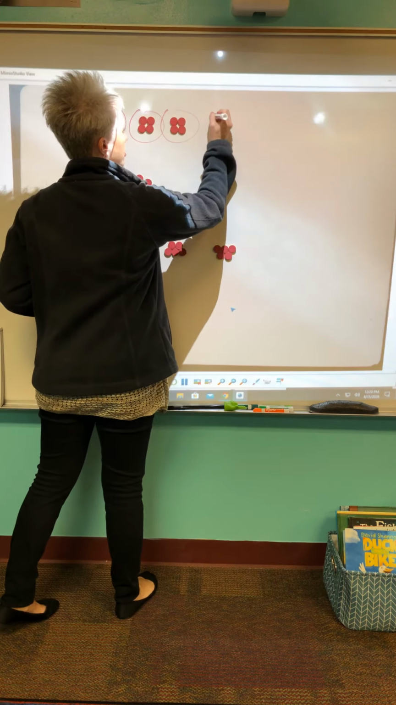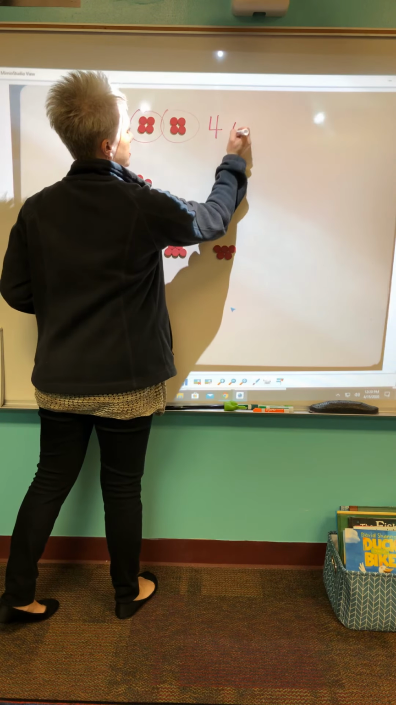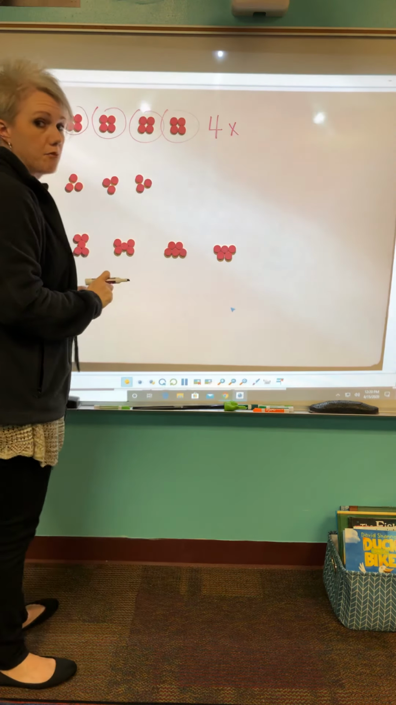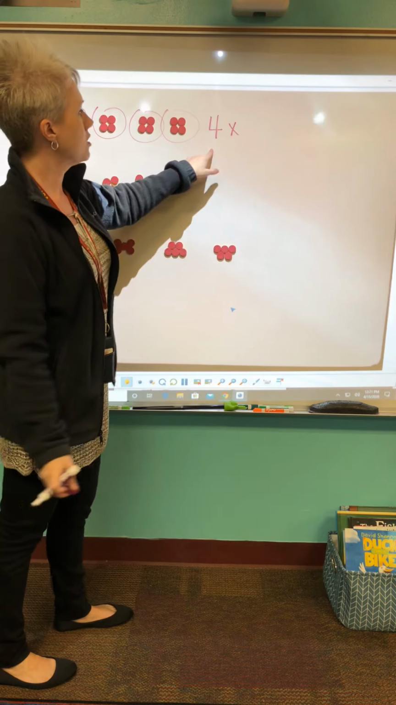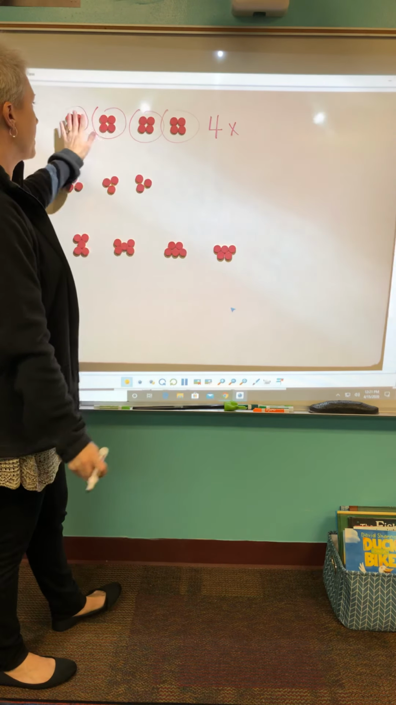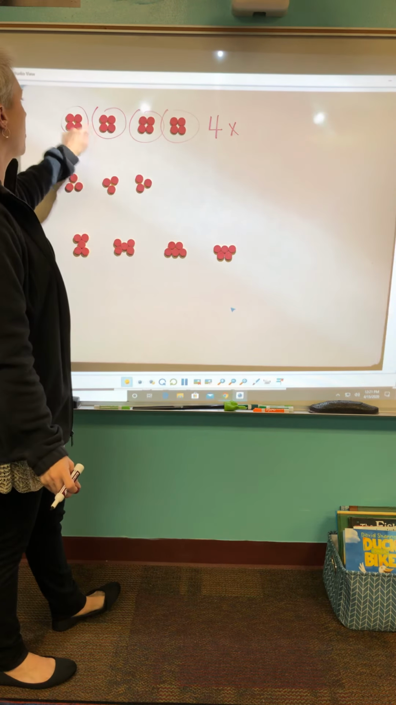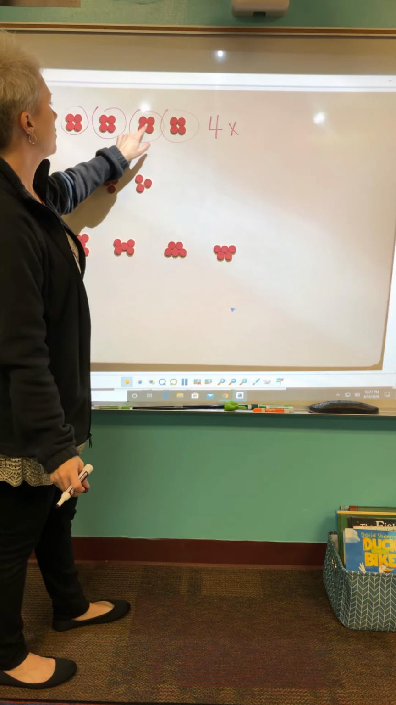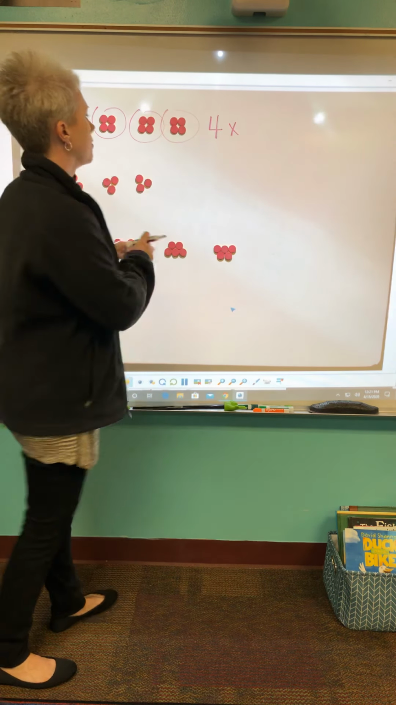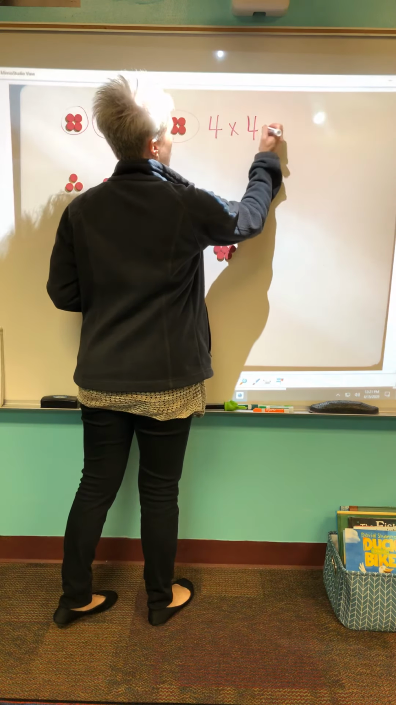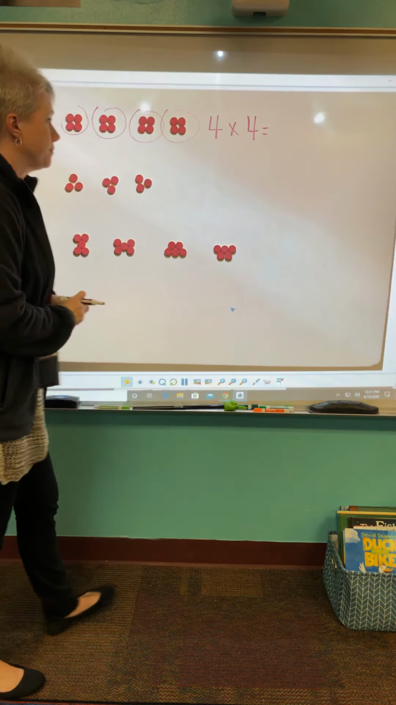So our first number is our number of groups. Times means to multiply. 4 groups of, how many are in each group? 1, 2, 3, 4. 4 groups of 4.